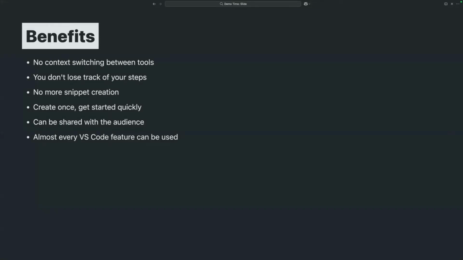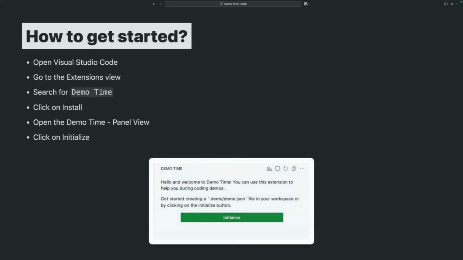You keep track of what you're doing. So you're in Visual Studio Code, you know what you're doing, so you don't need to look for another application anymore. No more snippet creation. You don't have to think about, oh, am I going to mistype something? No, everything is scripted, so you don't actually have to type anymore. And it can almost use any action or command that is available in Visual Studio Code in your hands. So how do you get started?